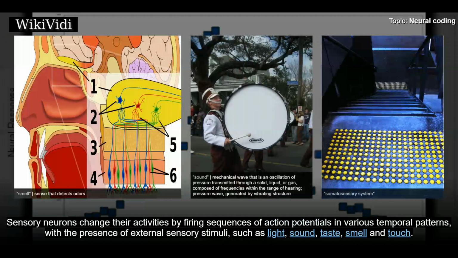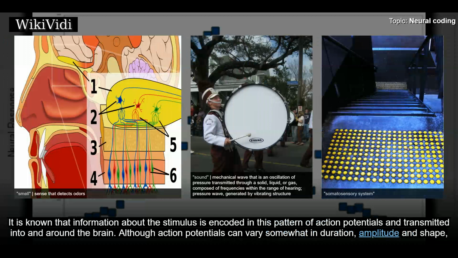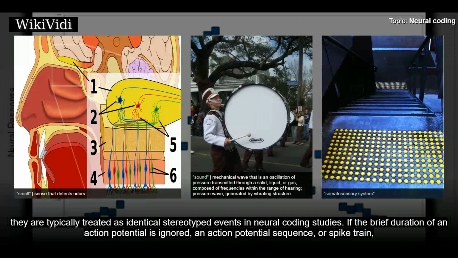Sensory neurons change their activities by firing sequences of action potentials in various temporal patterns, with the presence of external sensory stimuli, such as light, sound, taste, smell and touch. It is known that information about the stimulus is encoded in this pattern of action potentials and transmitted into and around the brain. Although action potentials can vary somewhat in duration, amplitude and shape, they are typically treated as identical stereotyped events in neural coding studies.